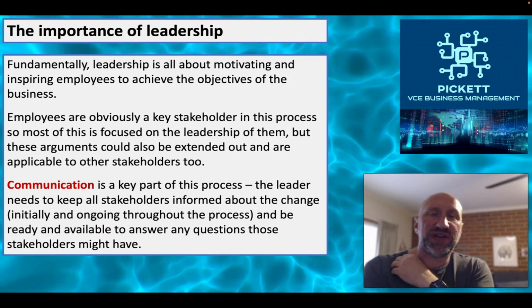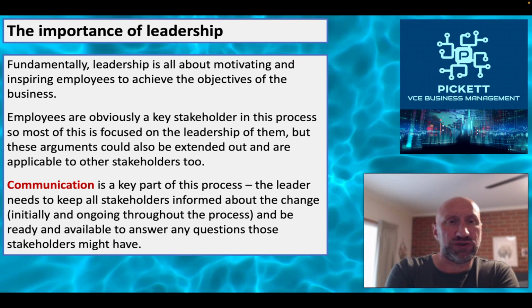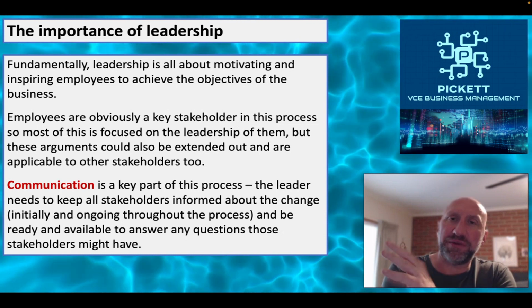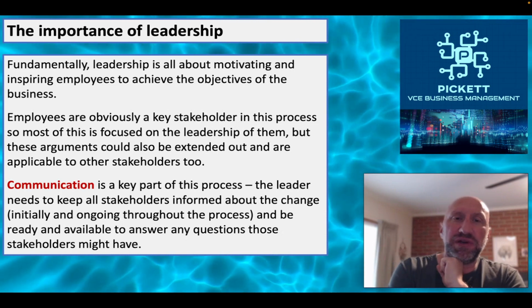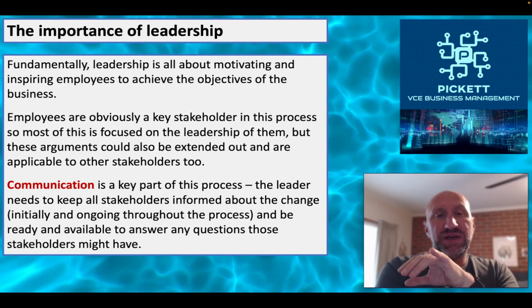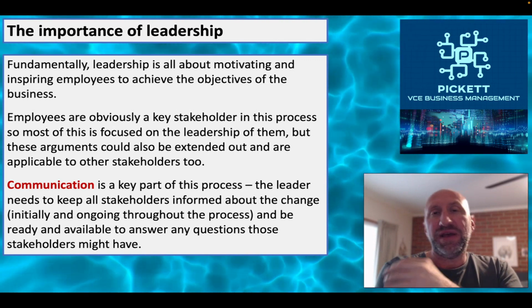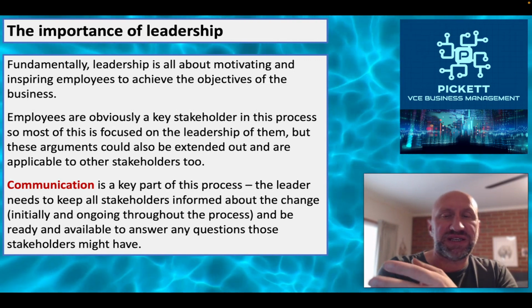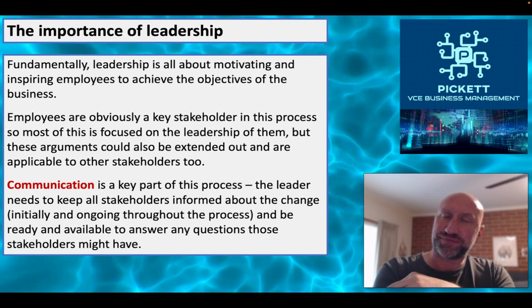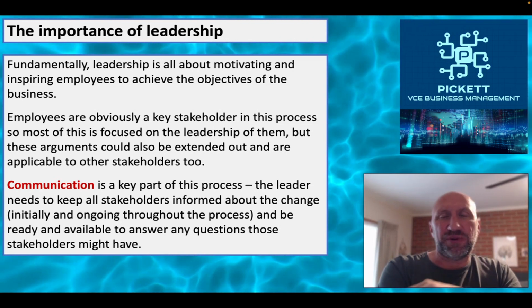Now, the importance of leadership, which is what the key knowledge dot point says we should be talking about. Fundamentally, at its most base level, leadership is all about motivating and inspiring employees to achieve the objectives of the business. Employees are obviously a key stakeholder in the change process, so most of this is focused on the leadership of them.